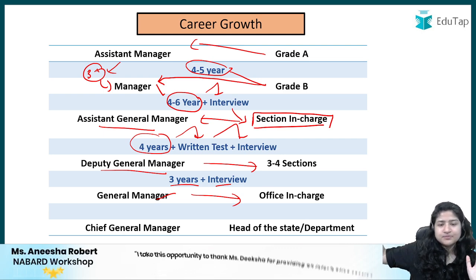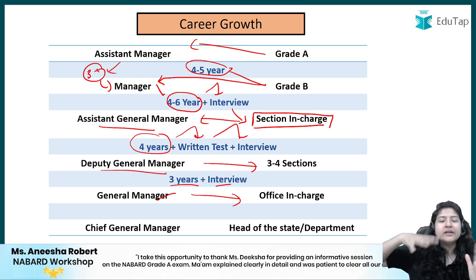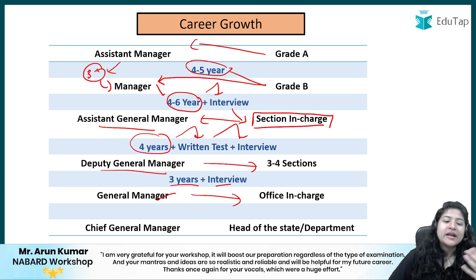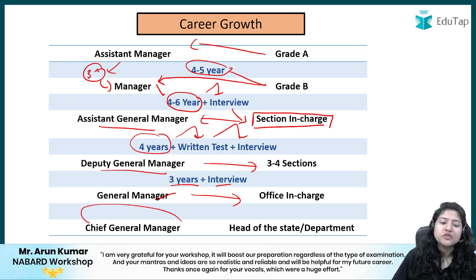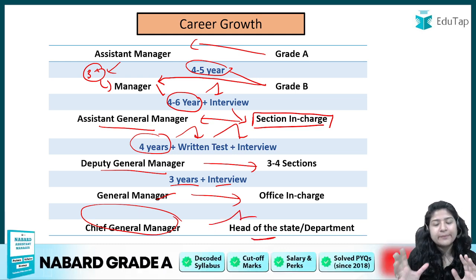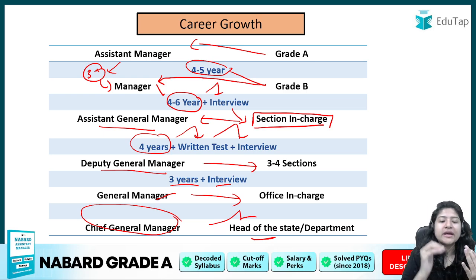Headquarter is in Mumbai, that's a different thing. But every region has an office, right? So then, as a general manager, you will be in charge of an office. After that, after a certain duration, 3 to 4 years, you become chief general manager, and then you will be head of a whole department, or head of a state. ठीक है, तो ये कुछ hierarchy है.